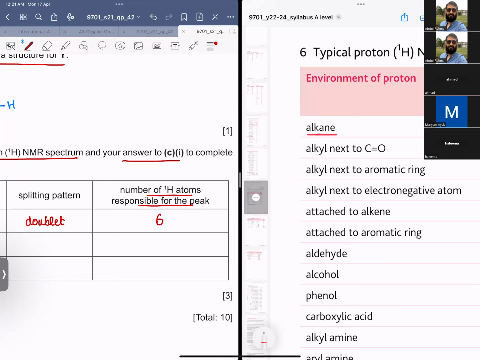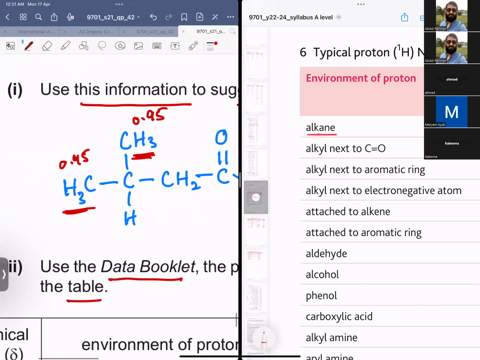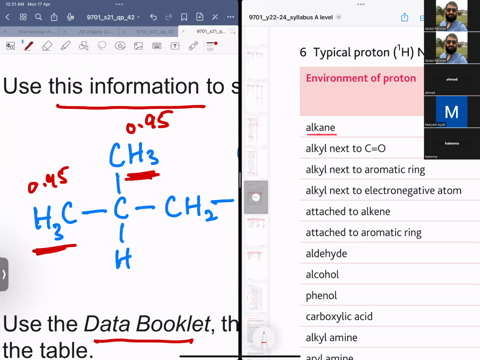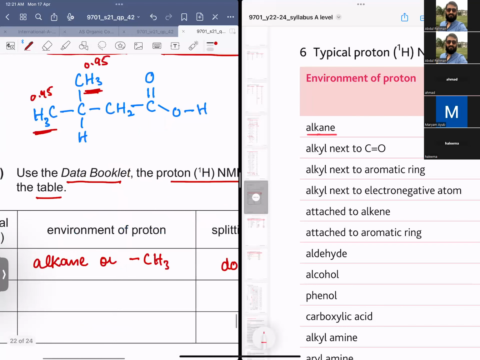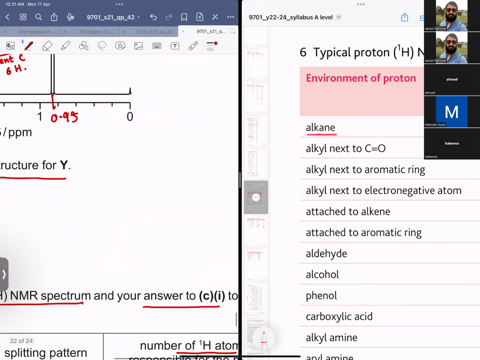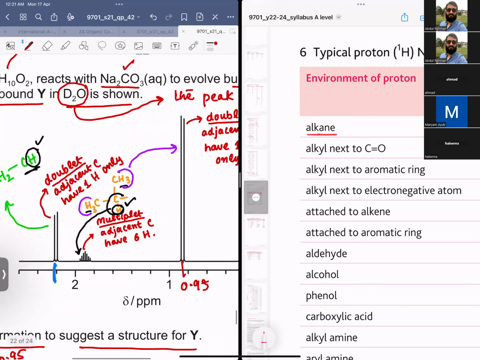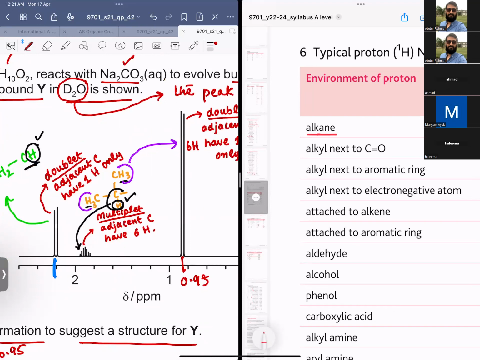Sir, why would we write 6? Because see how many hydrogens here we have which are showing this peak. We have 6 here, but only one of them will show the peak, right? No, these all are showing this peak. That's why its magnitude is so big compared to the rest. That are 6 hydrogens, and that is only one.